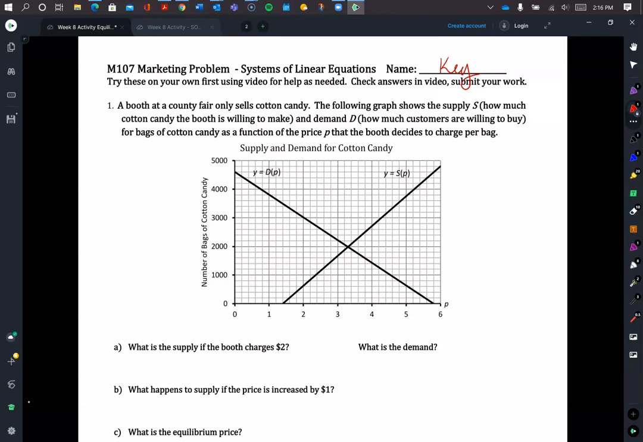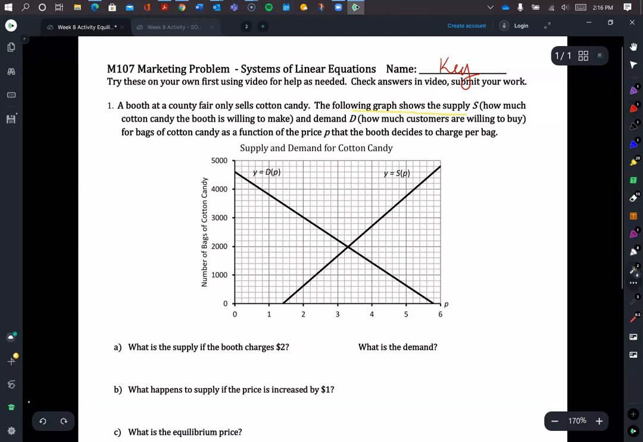So we have a booth at a county fair that only sells cotton candy. The following graph shows the supply S, how much cotton candy the booth is willing to make, and demand D, how much customers are willing to buy, for number of bags of cotton candy as a function of the price P that the booth decides to charge per bag. Now this is in function notation, so that just means this D with parentheses around a P doesn't mean D times P. It just means the demand at price P is represented by this line.